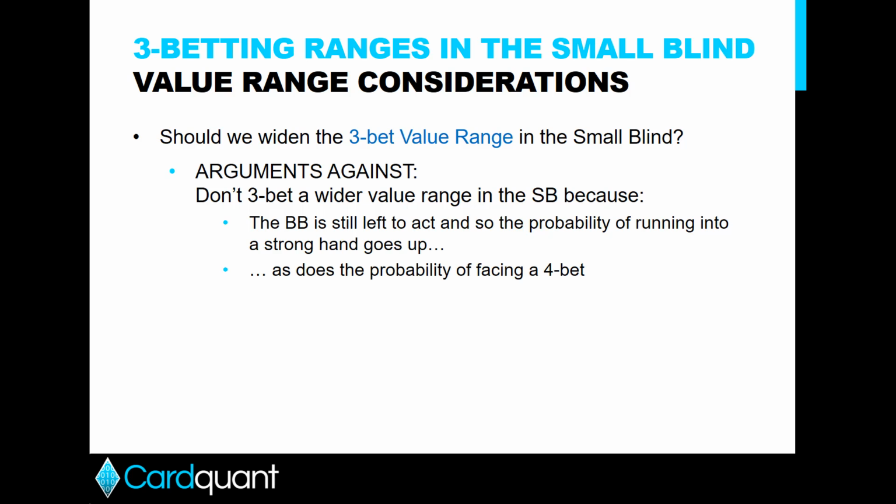So the probability of facing a 4-bet is also going to go up, right? If we 3-bet wider for value, we may then face 4-bets more frequently because the big blind could wake up with a hand. And we will sometimes play a 3-way 3-bet pot out of position.